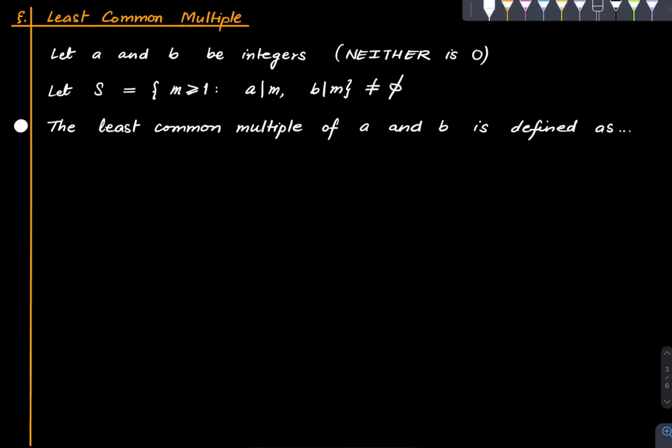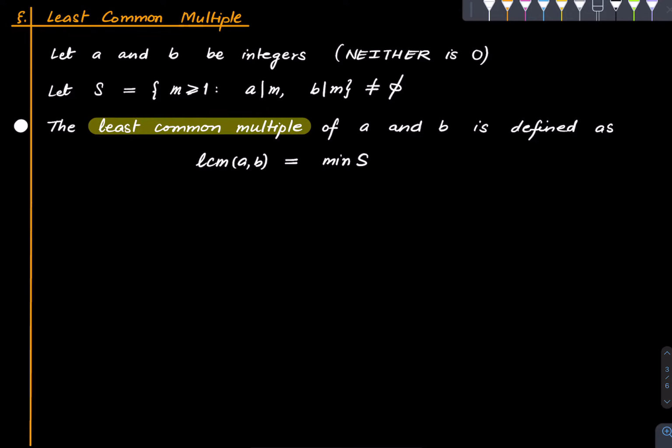And the least common multiple of a and b is defined as the smallest element of s. Since s is a non-empty subset of natural numbers, it has a smallest element. So that is the definition of the least common multiple of two integers, none of which are 0. Very simple definition and true to the phraseology. It is indeed the least common multiple.